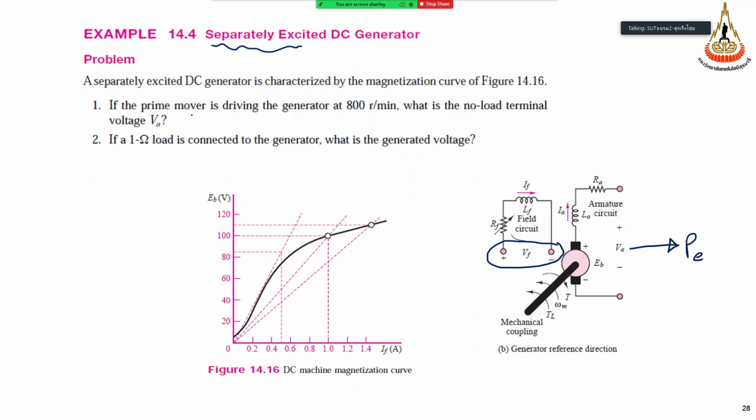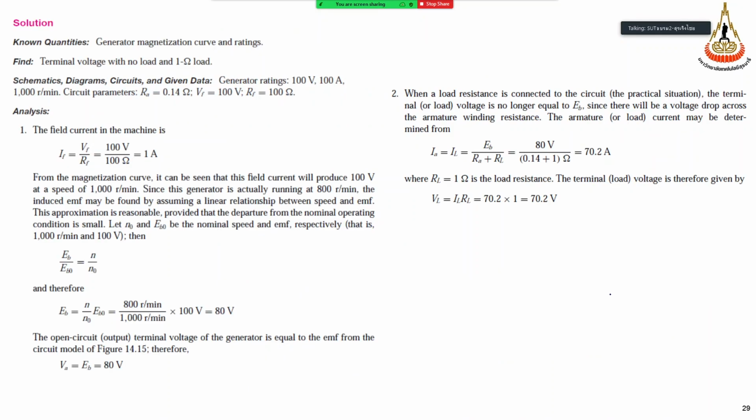So in this case, if the prime mover is driving the generator at 800 revolutions per minute, RPM, what is the no load terminal voltage VA? What is VA here? If we drive this at omega equal to 800 revolutions per minute, let's see the information here.